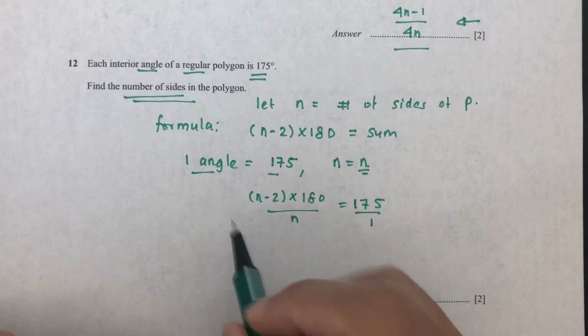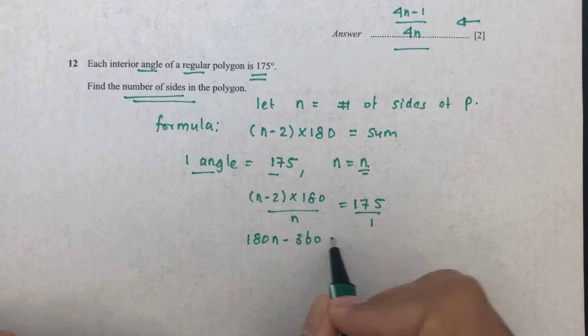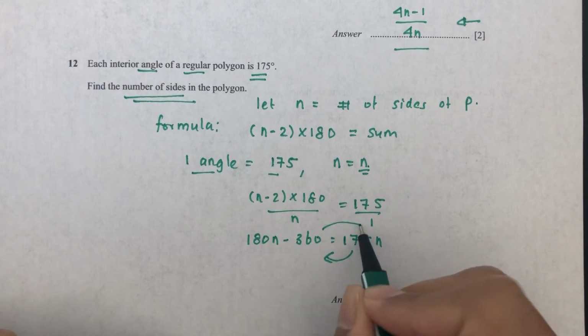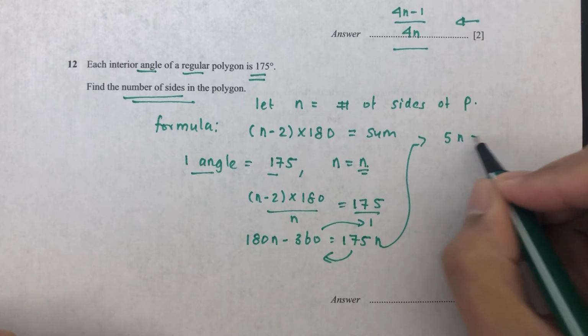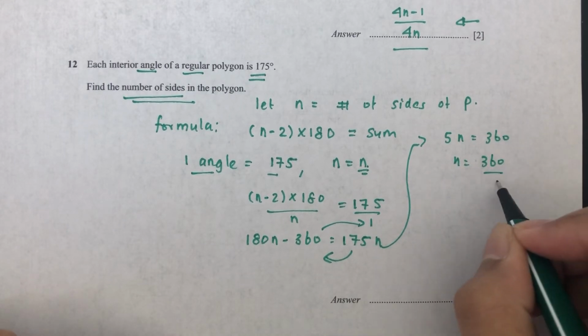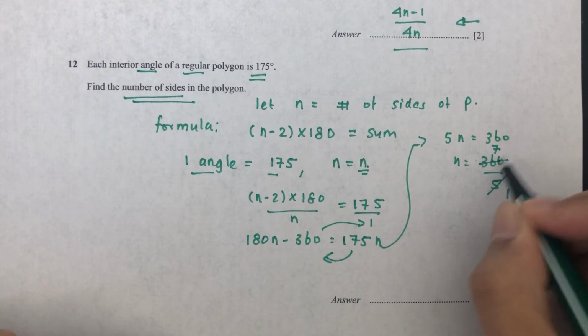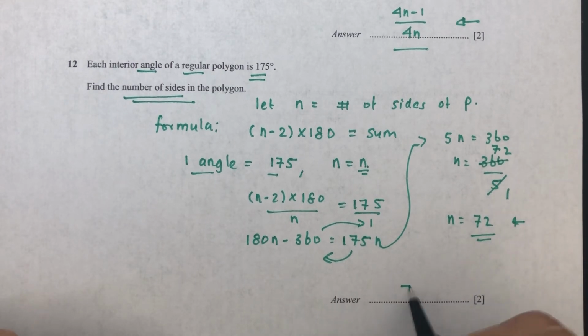So cross multiply, we will have 180n minus 360 equal to 175n. So we send this over here, send this on this side. We will have 5n equal to 360. So n will be 360 divided by 5. That will be 72. So the number of sides for this polygon is 72.